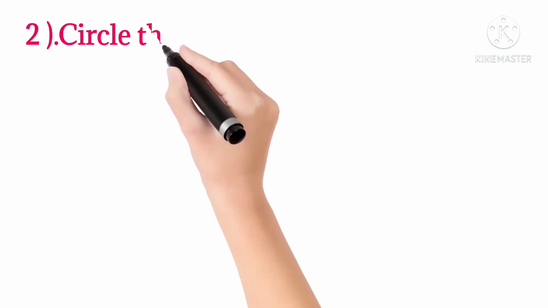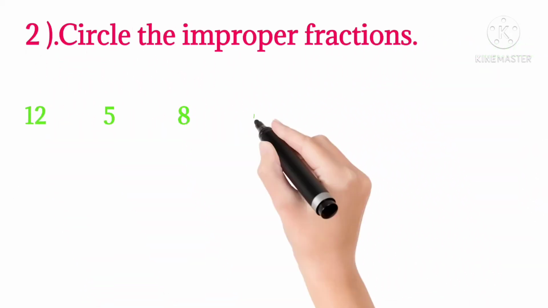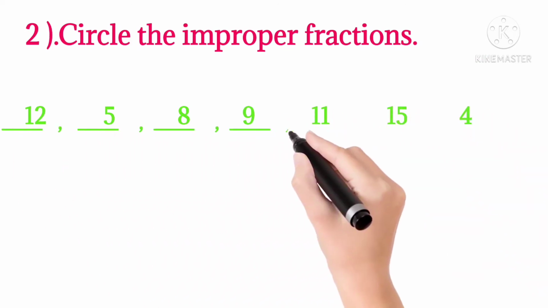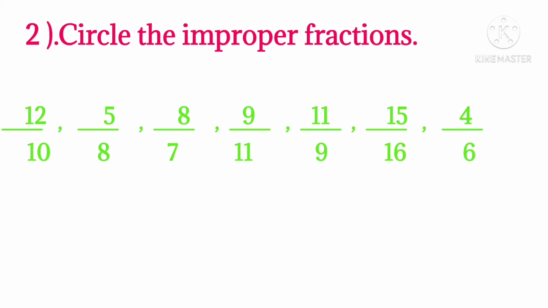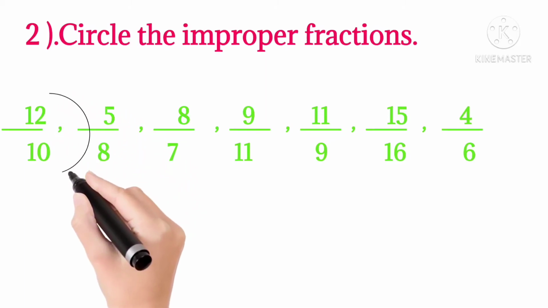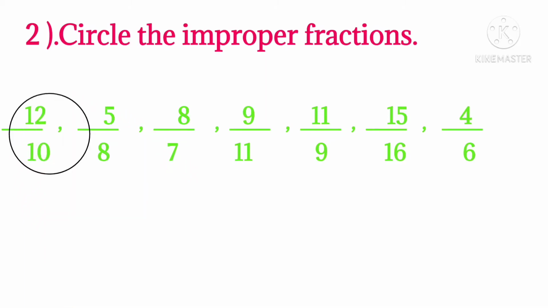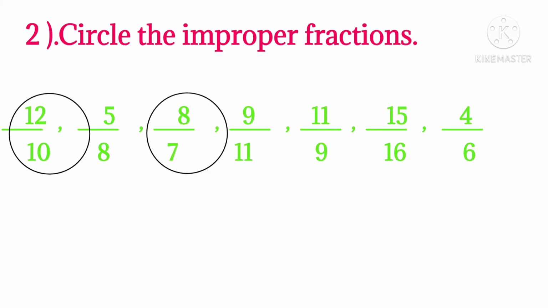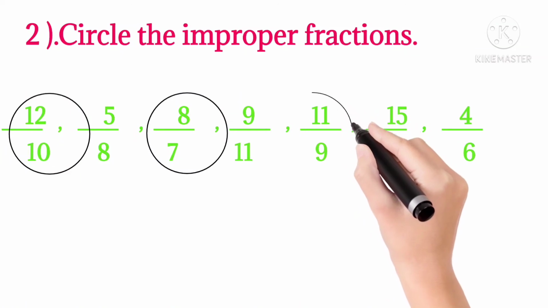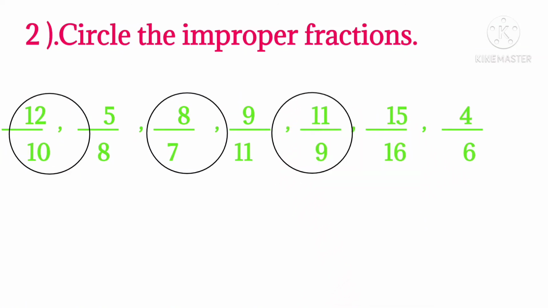Next, circle the improper fractions. We know that in an improper fraction, the numerator is greater than the denominator. First one, 12 by 10. Second, 8 by 7. Third, 11 by 9. These are the improper fractions.